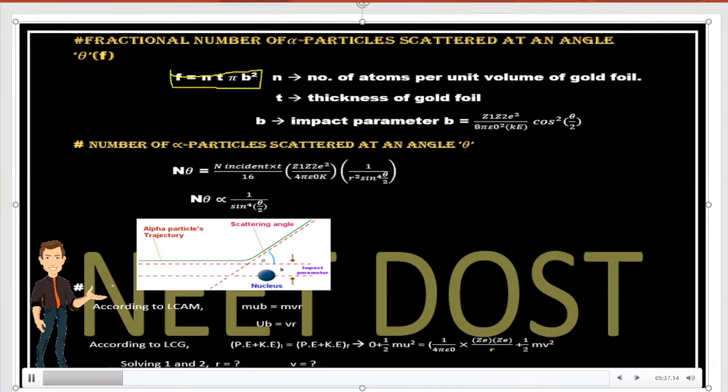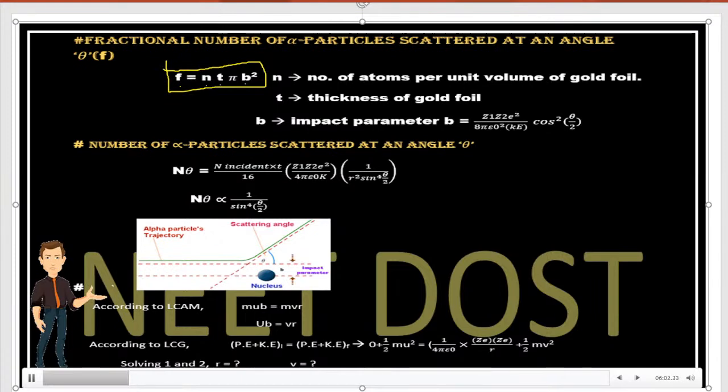I will recall this once again. Simply remember this formula F equals n t pi b square. F is the fractional number of alpha particles scattered at an angle theta. N is the number of atoms per unit volume of gold foil. t is the thickness of gold foil. Pi is a constant we know. b is the impact parameter.